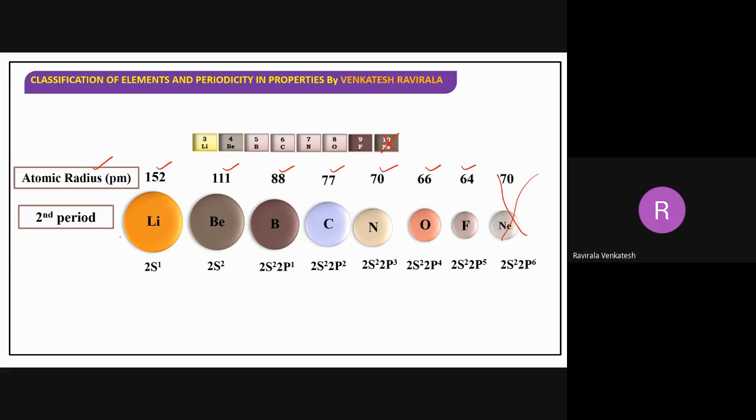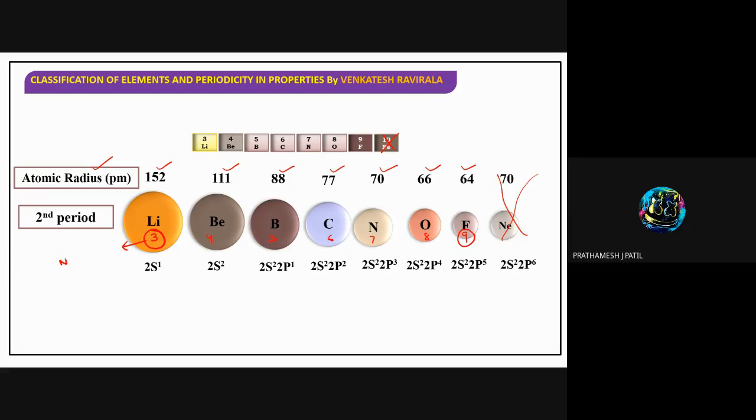Now, in the second period, you observe here. The nuclear charge is what here? 3, 4, 5, 6, 7, 8, 9, increasing. That means 9 protons are attracting the electrons within the same shell. Here only 3 protons are attracting. The nuclear force of attraction here is more or less in the case of lithium, tell me.